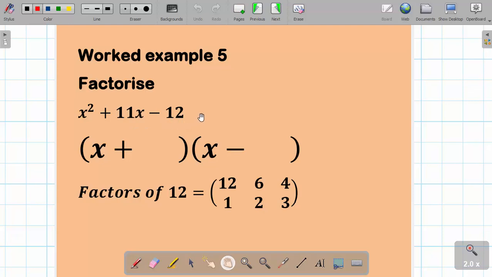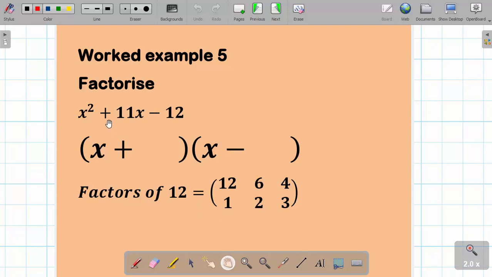Now, the first thing to note here is the minus. Being a minus, I'm going to have brackets with the two different signs, a plus and a minus. Then the question is, which one is going to go where? I look at the middle term. It's got a positive coefficient. So, being a positive, it means that the larger factor must be positive. Now 12 is the same as 12 times 1, 6 times 2, and 4 times 3.